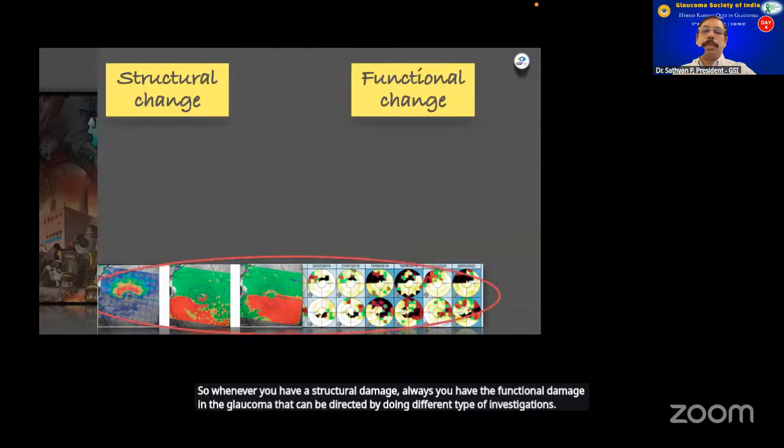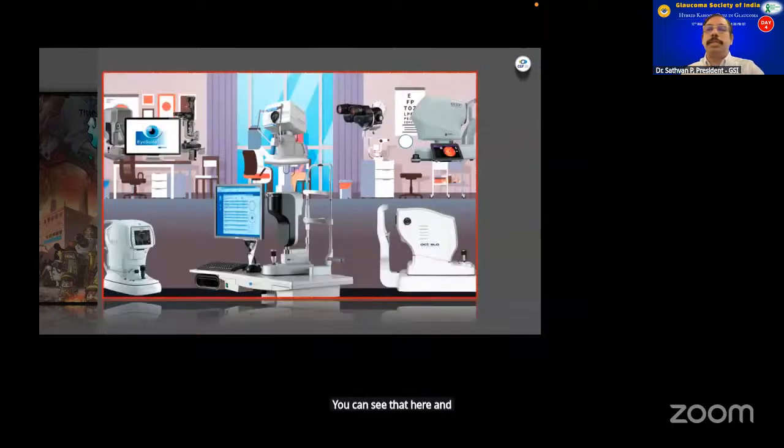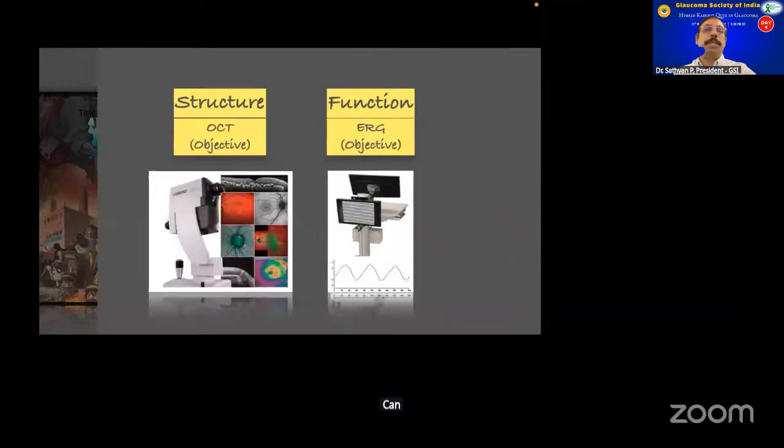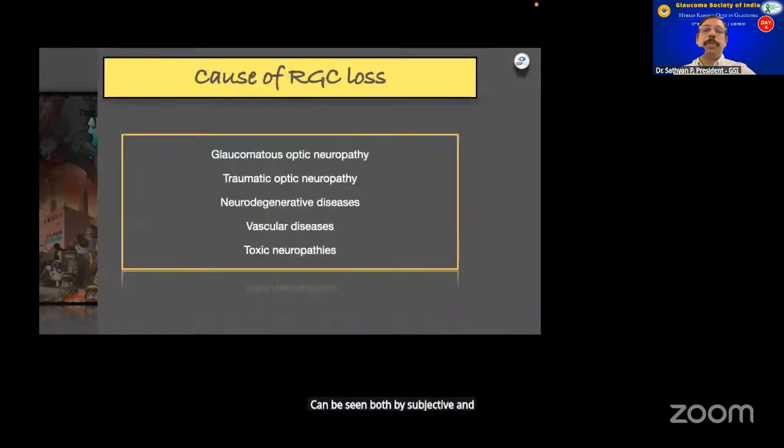You can see that here. And then we have a reasonably good number of tools, the investigative modalities, where we can do the structural damage assessment by subjective as well as objective methods, and the functional capacity can also be seen by both subjective and objective methods.